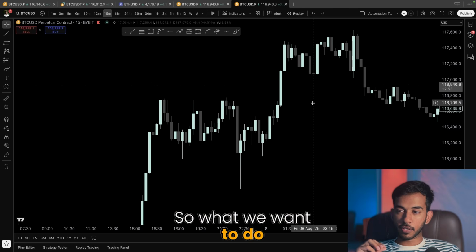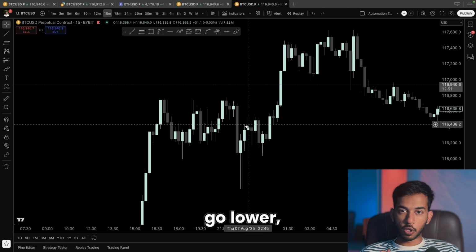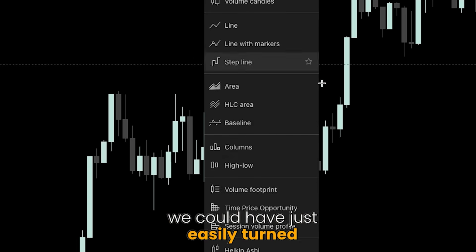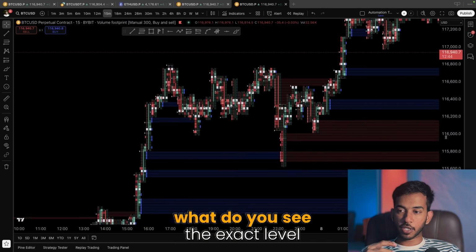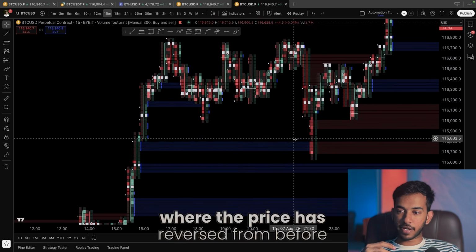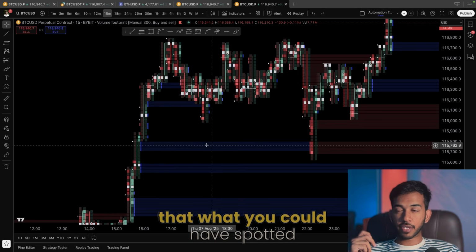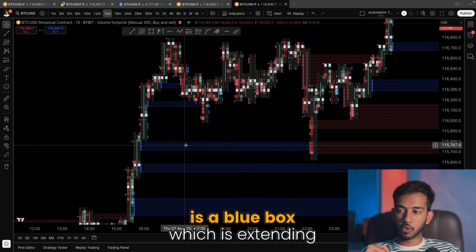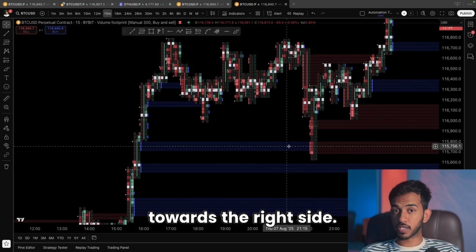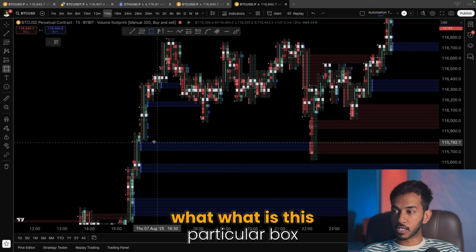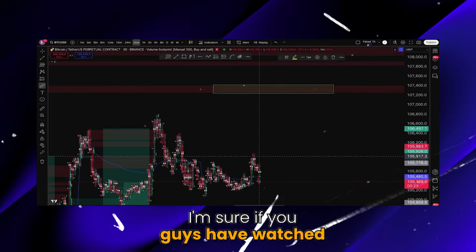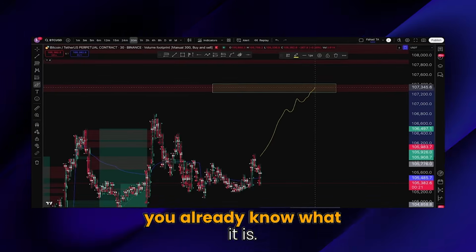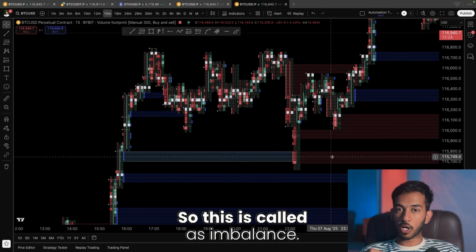So what we want to do is, when the market started to go lower, we could have easily turned on our volume footprint. And once you turn that on, what do you see? The exact level where the price has reversed from. Before that, what you could have spotted is a blue box which is extending towards the right side. I mean, what is this particular box and why do we have it on our screen? I'm sure if you have watched part 1 of this video, you already know what it is. This is called imbalance.